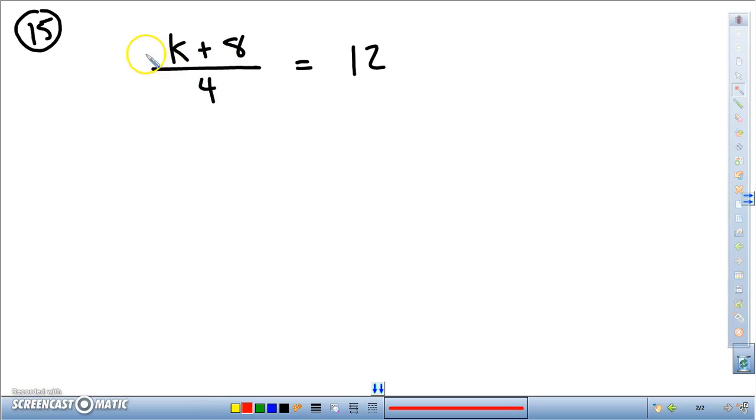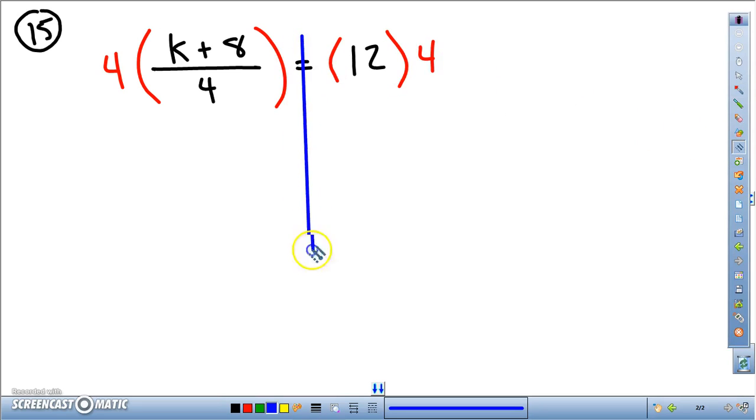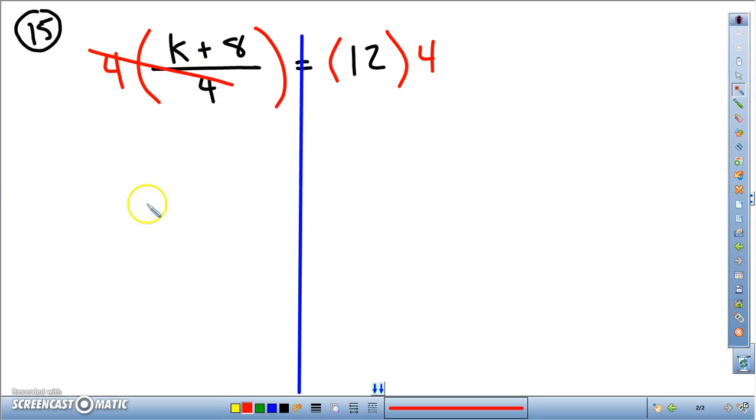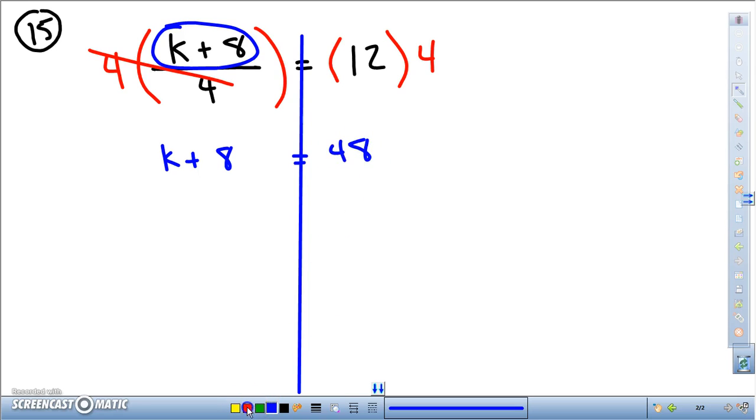The way that I get rid of this division, as always, is I undo division by using multiplication. So the opposite of dividing by 4 would be to multiply by 4, and whatever I do to the left, I must also do to the right. And so the multiplication is going to cancel out that division, and you're left with what you have in the numerator here. The k plus 8 comes down on the left side, the equal sign stays on the line, and 4 times 12 is 48.